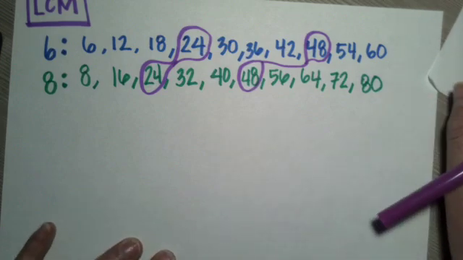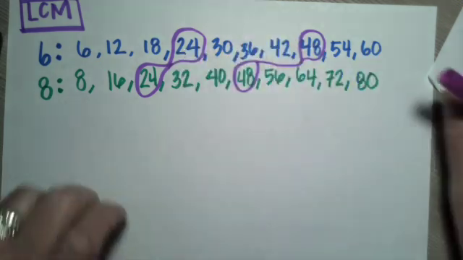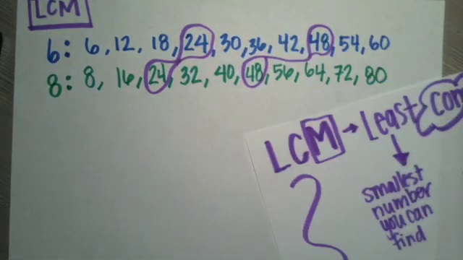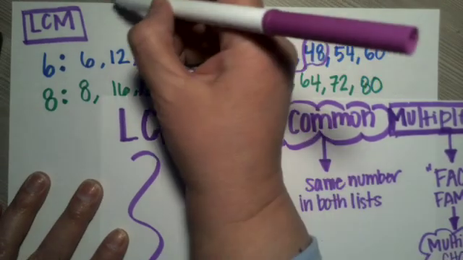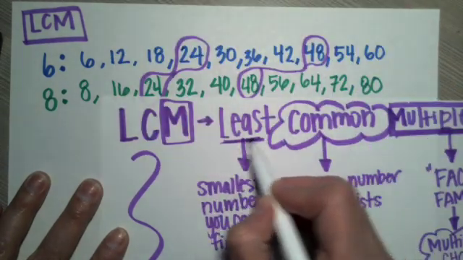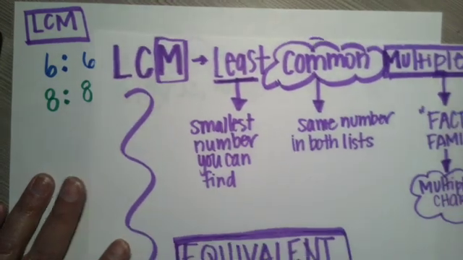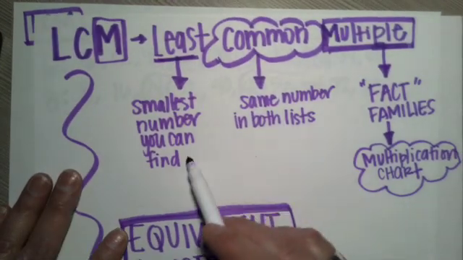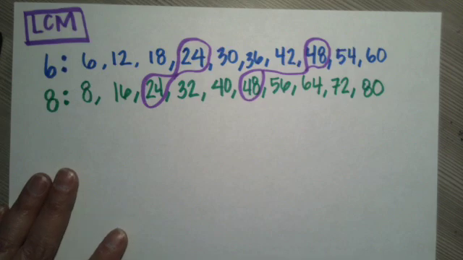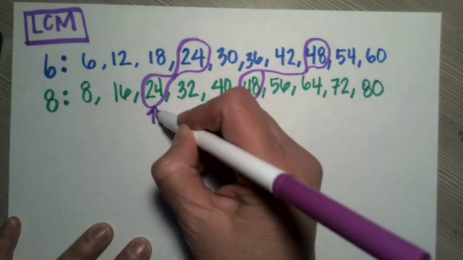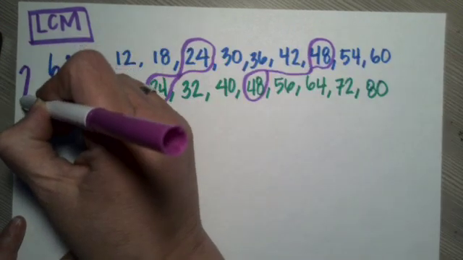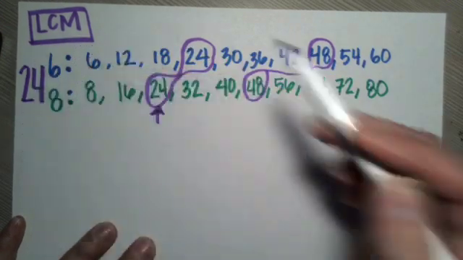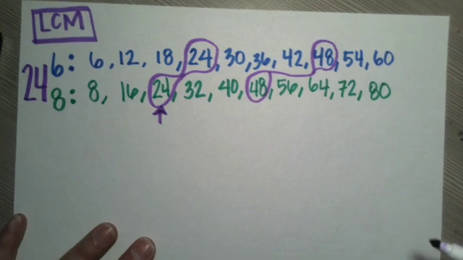So we have matching numbers in both lists, and we have two sets of matching numbers. We have 48 and 24. But we're looking for the least common multiple. So we want the smallest number that is in both lists, and that would be 24. So the LCM of 6 and 8 is a big old 24. Okay, so that's how we did that one.